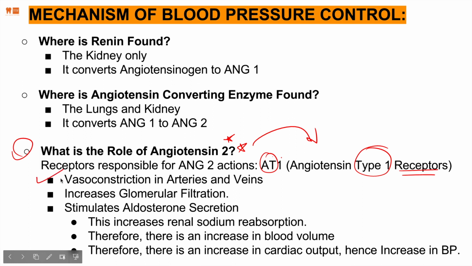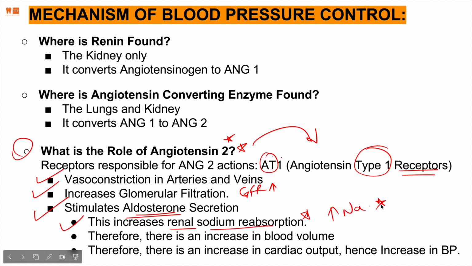Okay, what do they cause? It causes direct vasoconstriction of arteries and veins. It causes increase in glomerular filtration, GFR. It increases in the kidney. Kidney goes in hyperfunction, leads to stimulation of aldosterone secretion. Aldosterone is a mineralocorticoid, which leads to an increase in renal sodium reabsorption, so increase in sodium in the body.